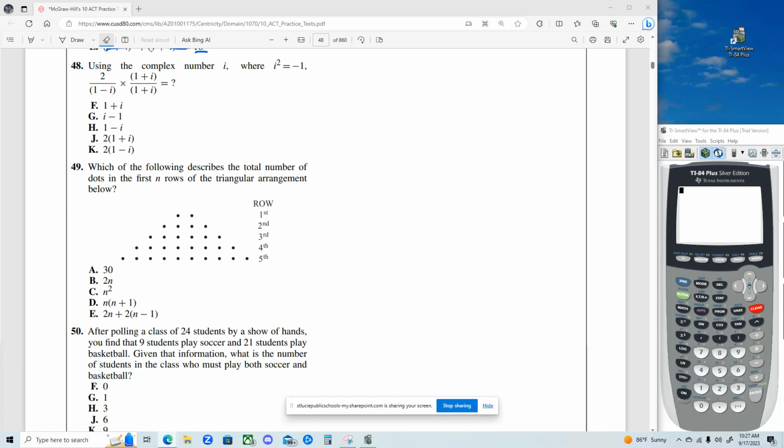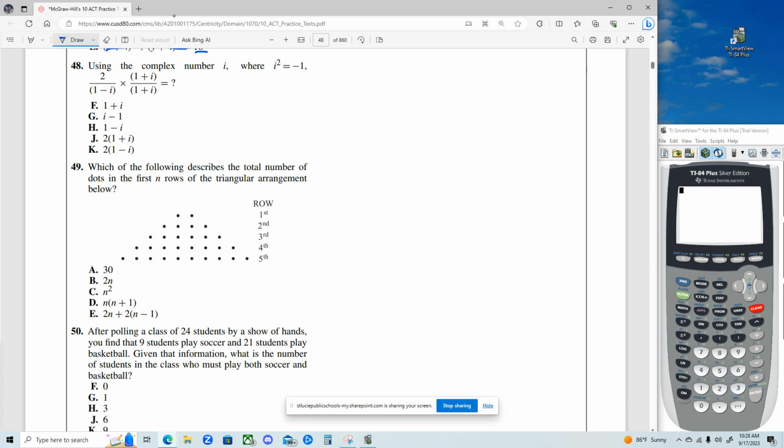Number 48. Using the complex number i, where i squared equals -1, they want us to simplify this mess here into one of these.